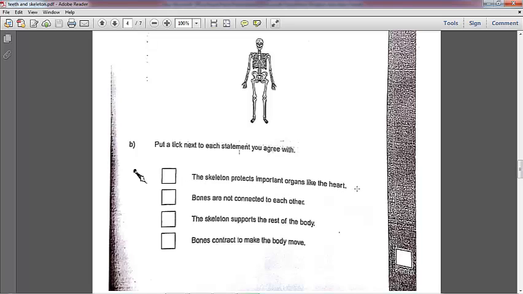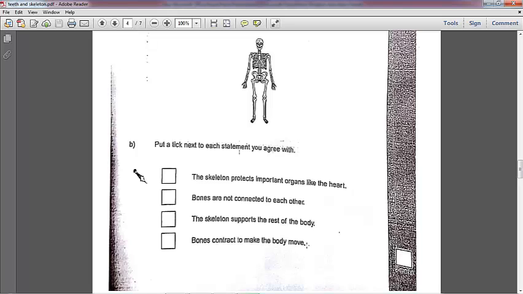The skeleton protects important organs like the heart. Yes. The rib cage protects the heart. Bones are not connected to each other. No, they are connected. This is wrong, so 1 right and 1 wrong. The bones are connected through joints. The skeleton supports the rest of the body. Yes, it supports the rest of the body.